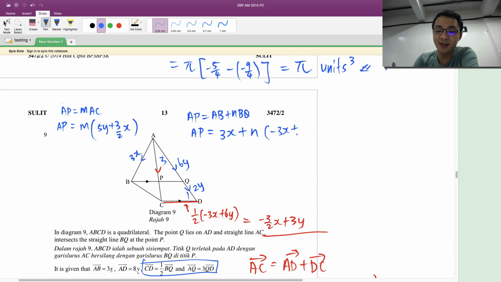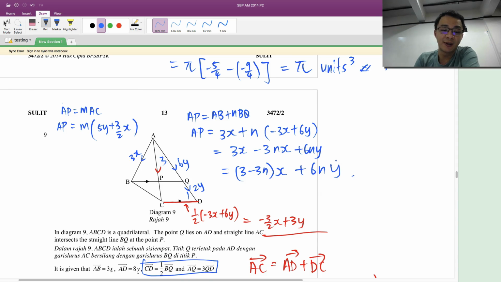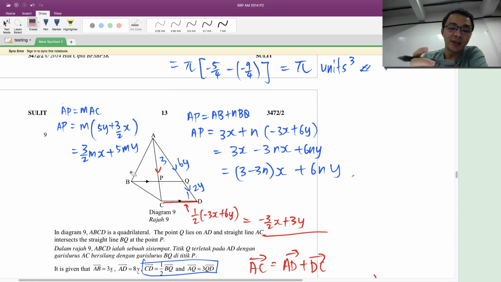So what I will do over here is group the x terms together, but let me expand it first. Minus 3nx plus 6ny. If I factorize out the x, this is (3 minus 3n)x plus 6ny. Then we do the same thing for the other one, moving the x in front: 3 over 2 mx plus 5my. Both are AP, isn't it?